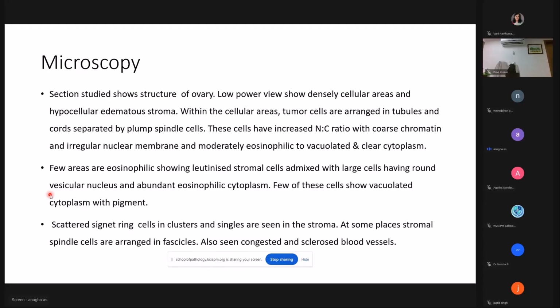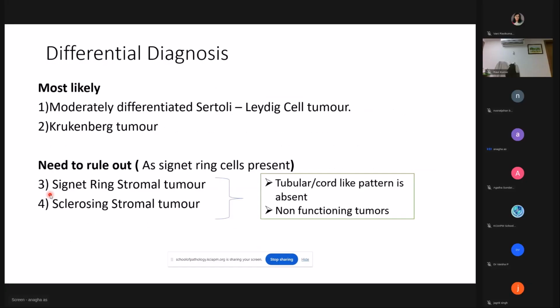Scattered signet ring cells in clusters and singles are seen in stroma. At some places, stromal spindle cells are arranged in fascicles. Also seen are congested and sclerosed blood vessels.